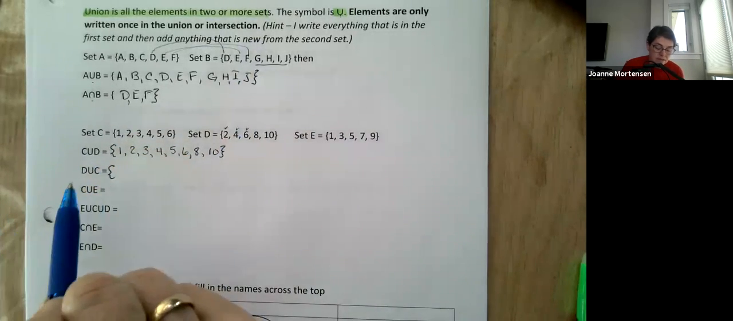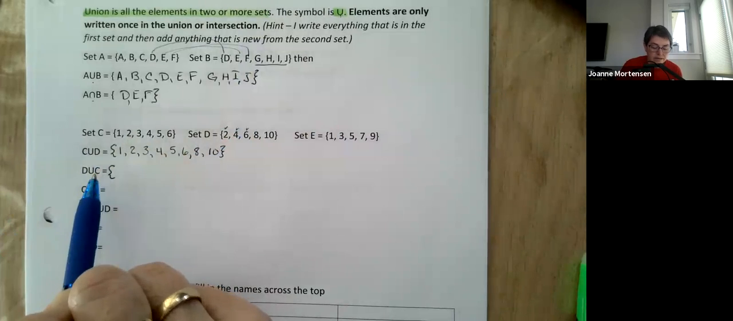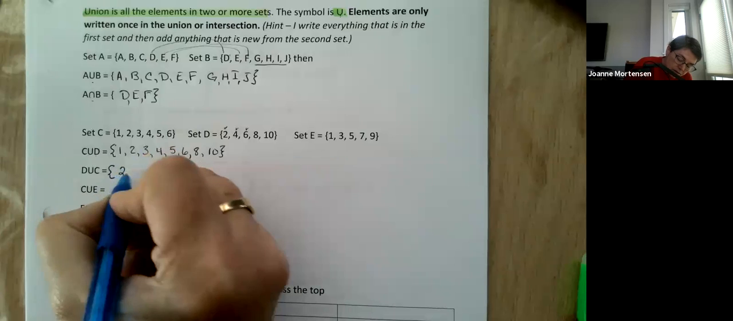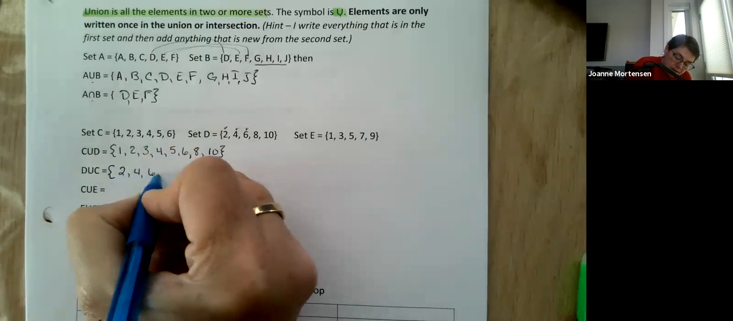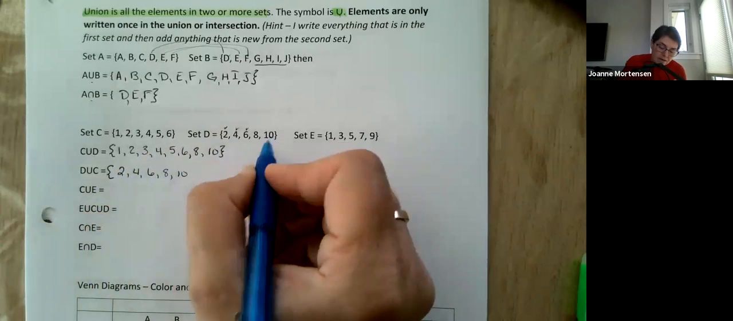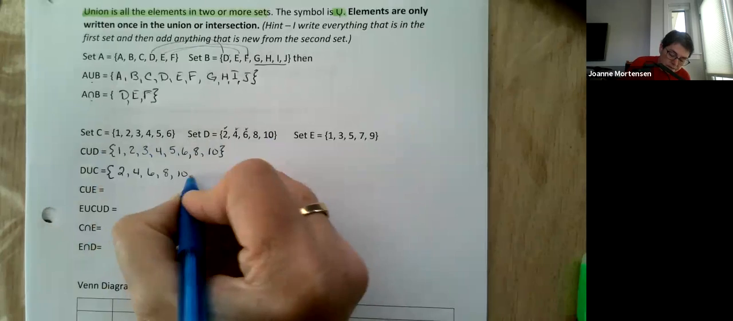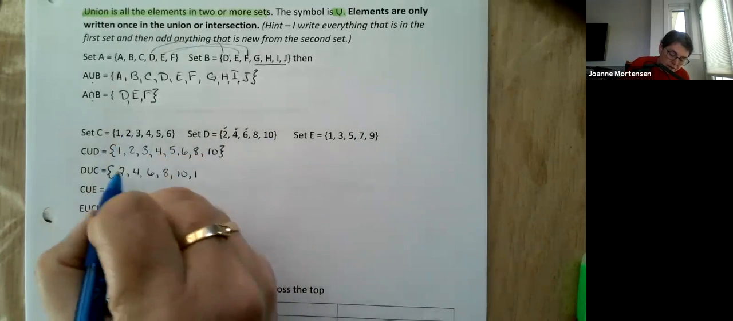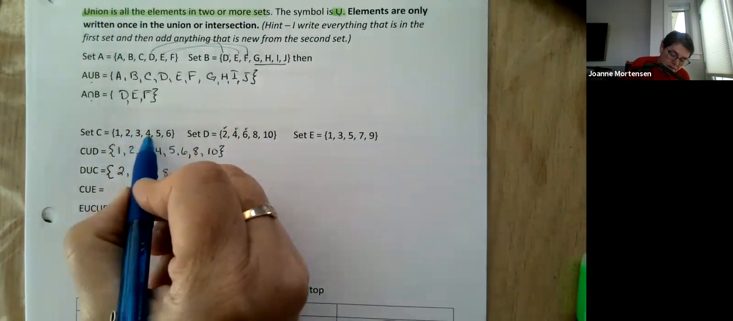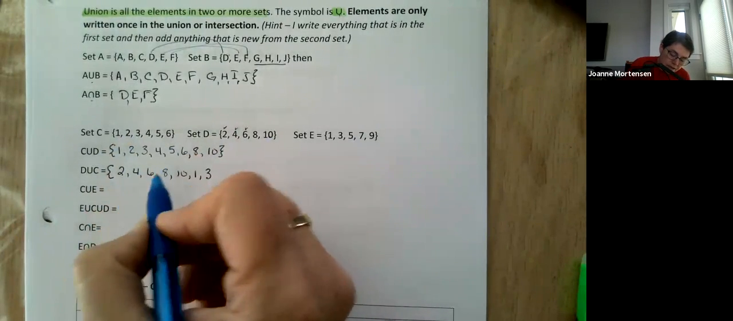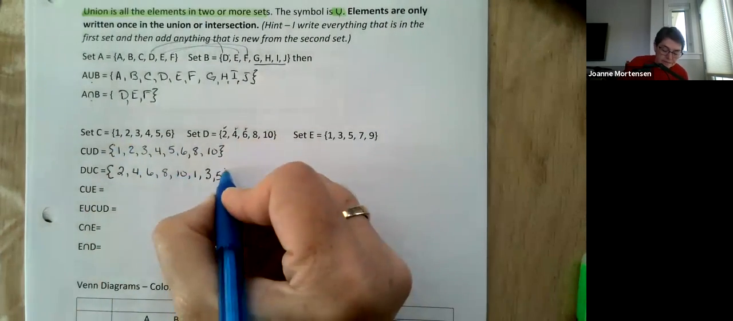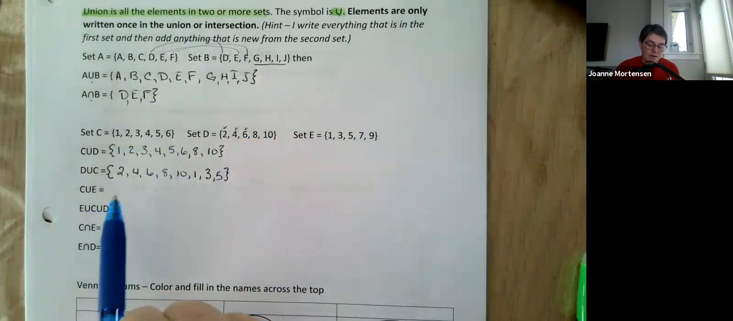If we want to do D union C. Okay, well, I'll start with D. So 2, 4, 6, 8, 10. So I put everything that was in here. And then what's new here? Oh, the 1 is new. I already have a 2, don't need it. I need a 3. Okay, good. I already got a 4, check. I don't have a 5. I already have 6.